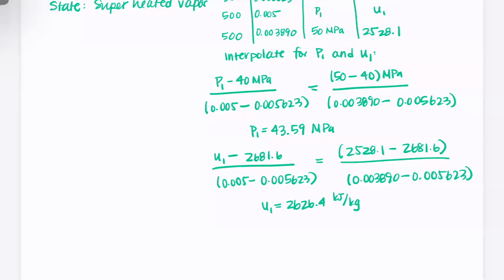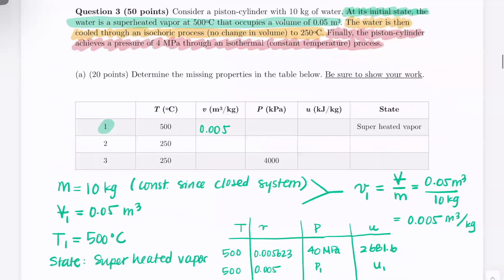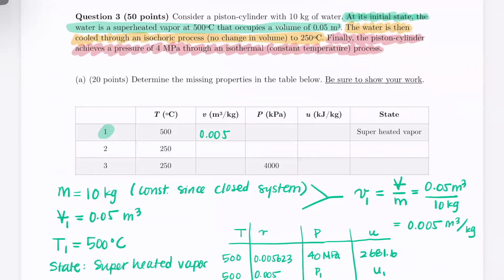Any questions on the interpolation or anything so far? No? Okay, so I'm gonna pop these back into the table here. So I have 43.6 MPa. And then U is 26.4. Okay, so state one is sorted.